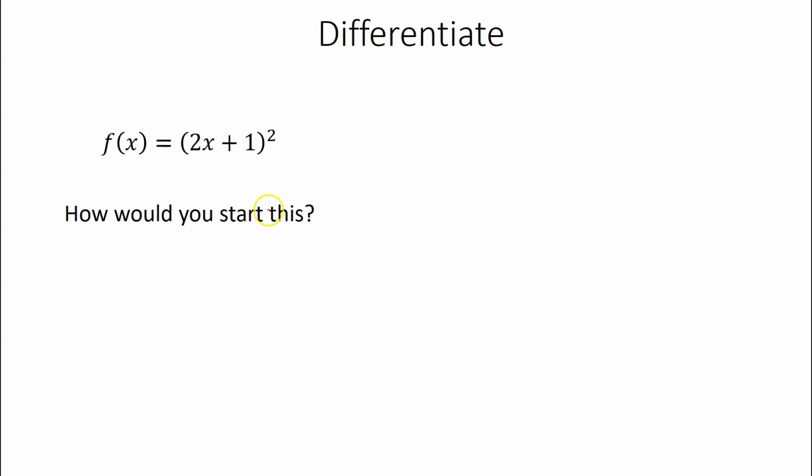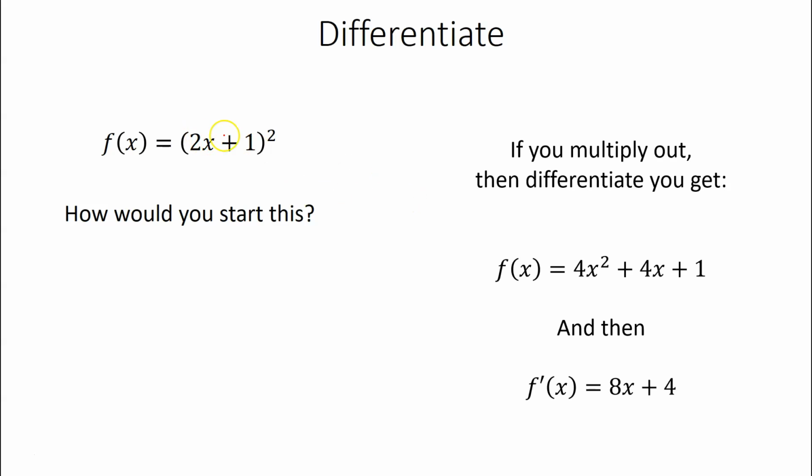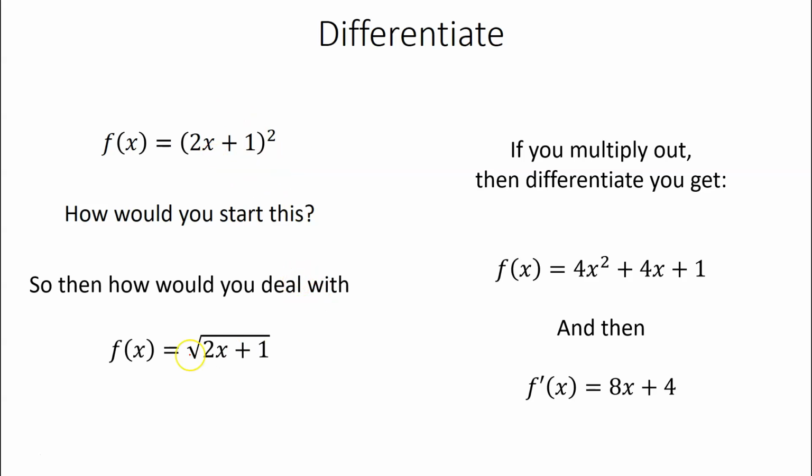So take this one. I want you to maybe pause it and think about how you would start this particular process. You want to differentiate that right there. Well, one thing you could do, of course, is square this: 2x plus 1 times 2x plus 1, and you'd end up with this. And the derivative of that is 8x to the first plus 4, and of course that's a constant, so it doesn't have anything. So we can do that. That is something that's very doable at this point.